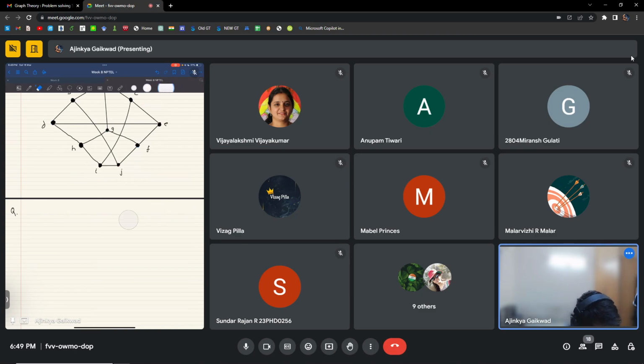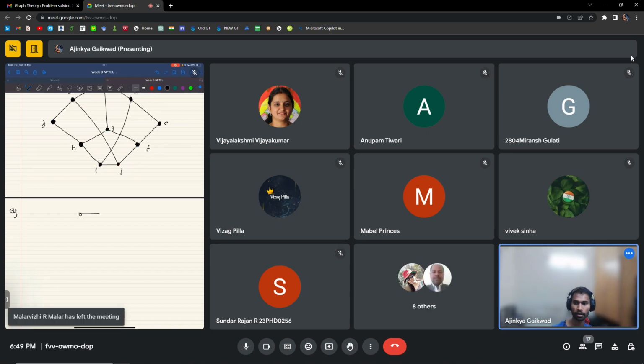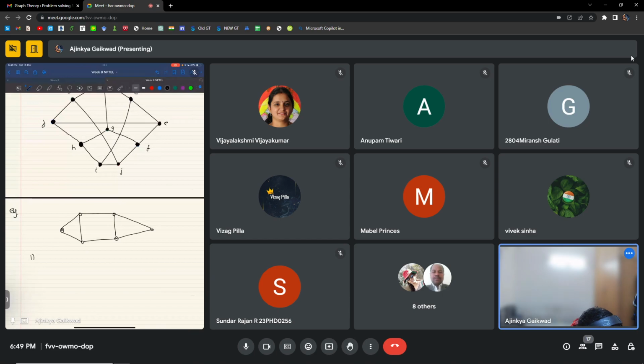Okay, so let me give you an example. So let's say here is a graph G, right? There are three operations that we should know. First is vertex deletion, second is edge deletion, and third is edge contraction. So let me explain this one by one. So let's say A, B, C, D, E, F. So vertex deletion, I hope you know. Let's delete vertex F.